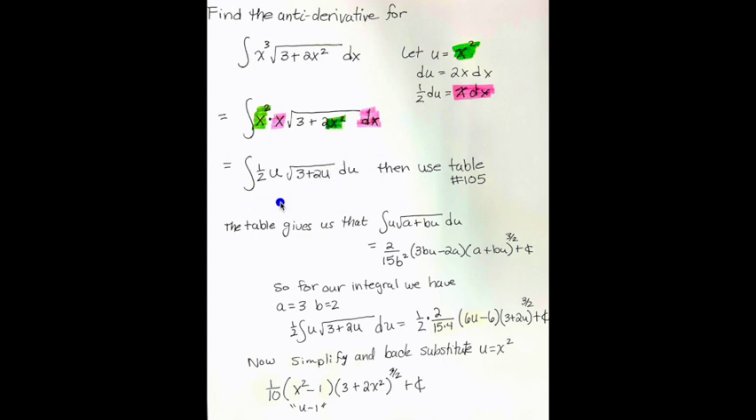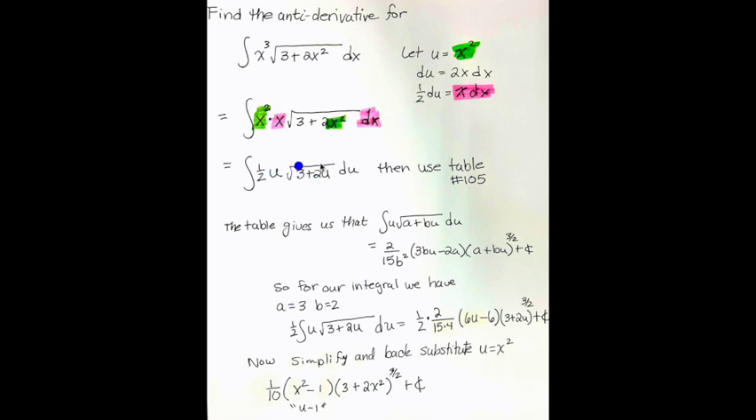So now we have this set up so that I have 1/2 u times the square root of 3 plus 2u du. Now we have it set up so that we can use the table. Using the provided tables, we would use number 105. And this is what the table gives us, that when it's in this format, we can write the antiderivative as 2 over 15b squared times 3bu minus 2a times a plus bu quantity raised to the 3/2, and of course our plus constant.